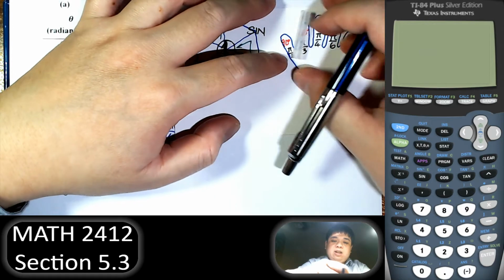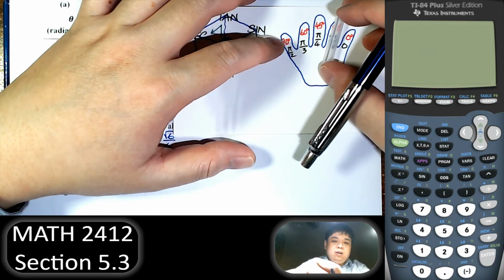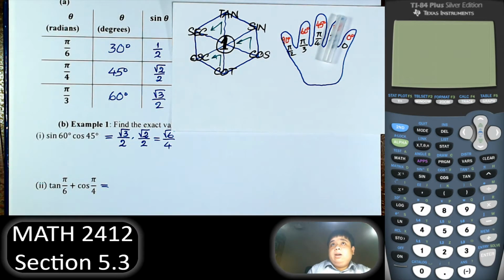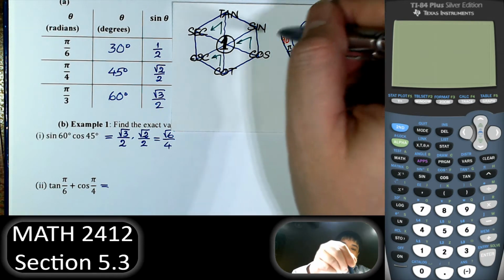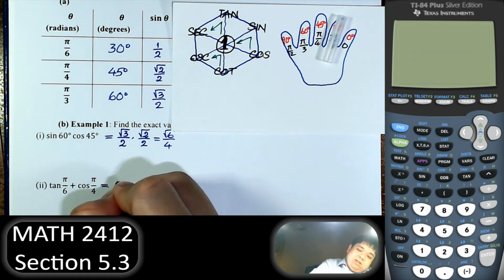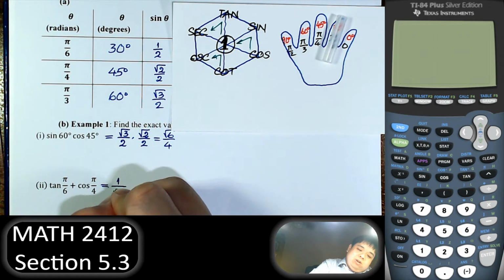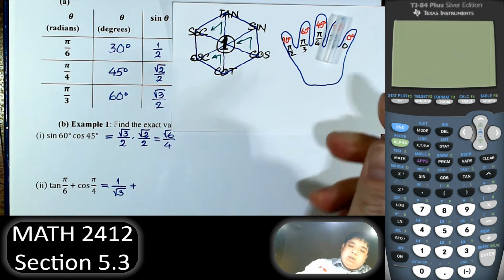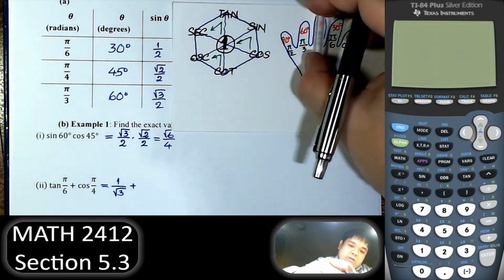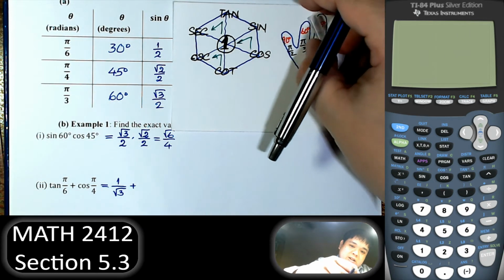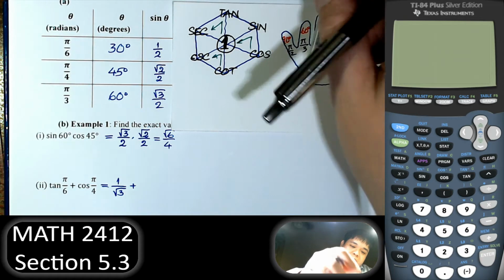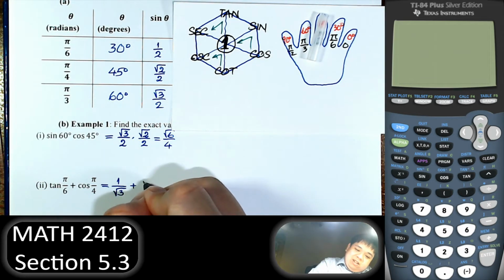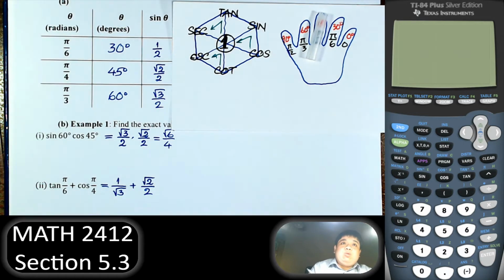Next, tangent of pi over 6. Tangent is square root of fingers on the right, square root of 1 over square root of 3. Just 1 over square root of 3. Plus cosine 45 degrees, or pi over 4. Cosine is the number of fingers on the left. Take square root, divide by 2. So that's what we have.